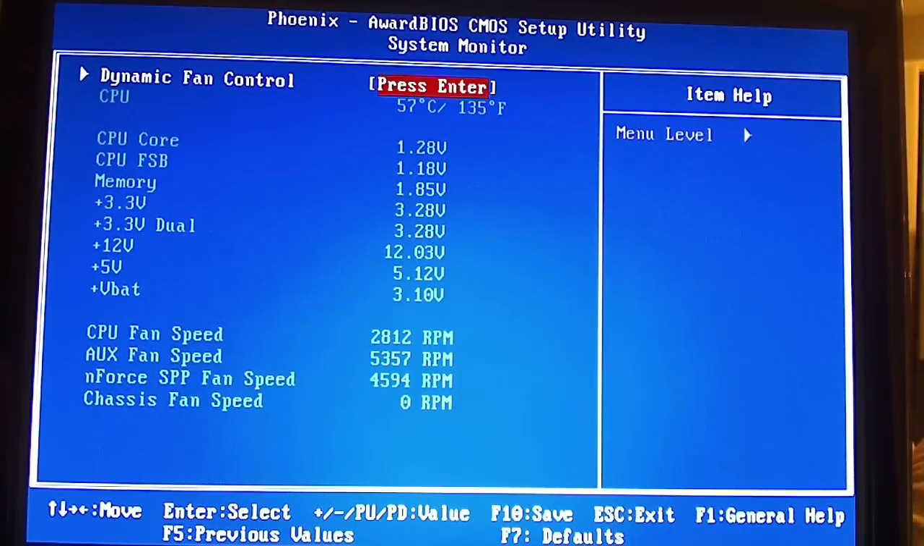Now that's kinda hot. Since my computer is running at stock speed right now, I think it should be somewhere around 40 degrees Celsius. So what that tells me is I think the thermal paste, the compound, is actually failing. So what I have to do is take apart my computer, take off the cooler, and redo the thermal compound on my CPU.